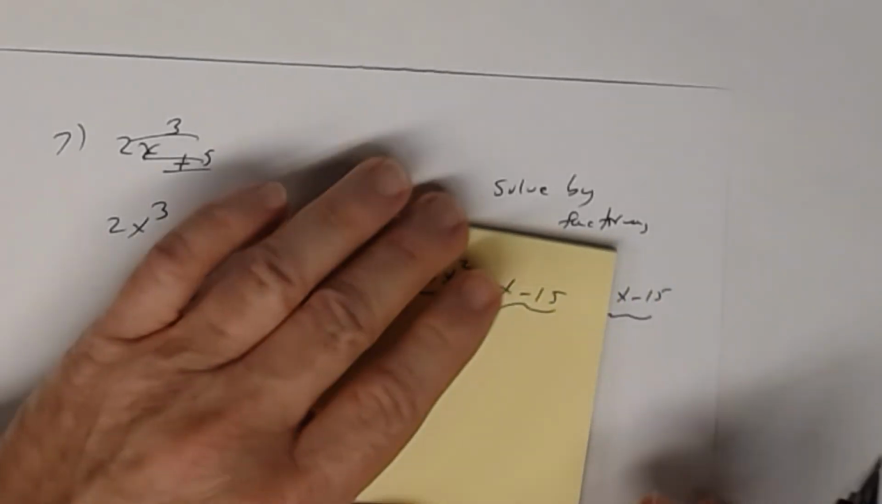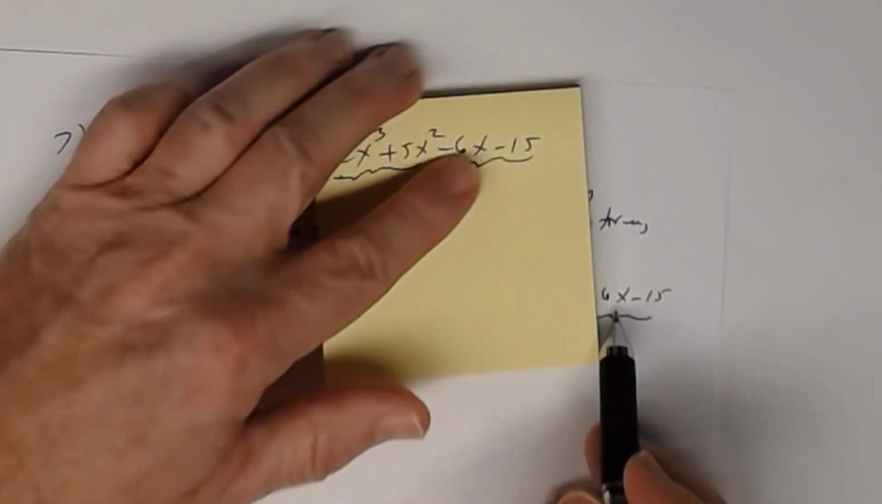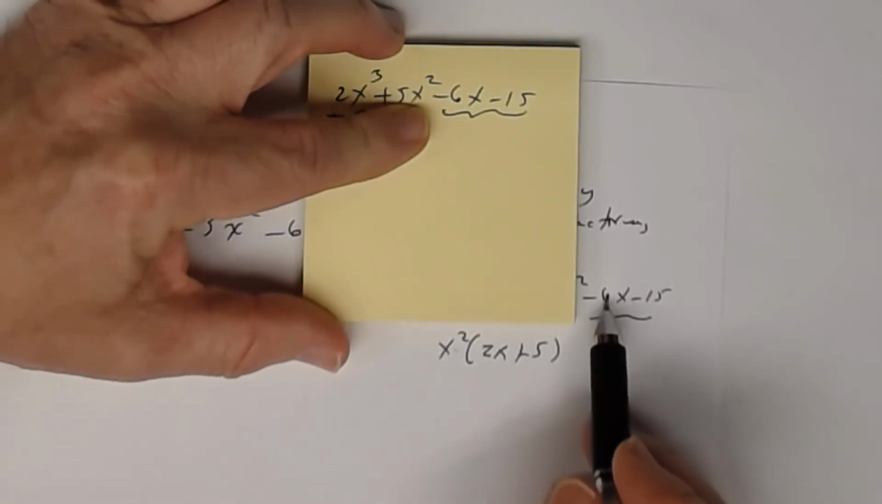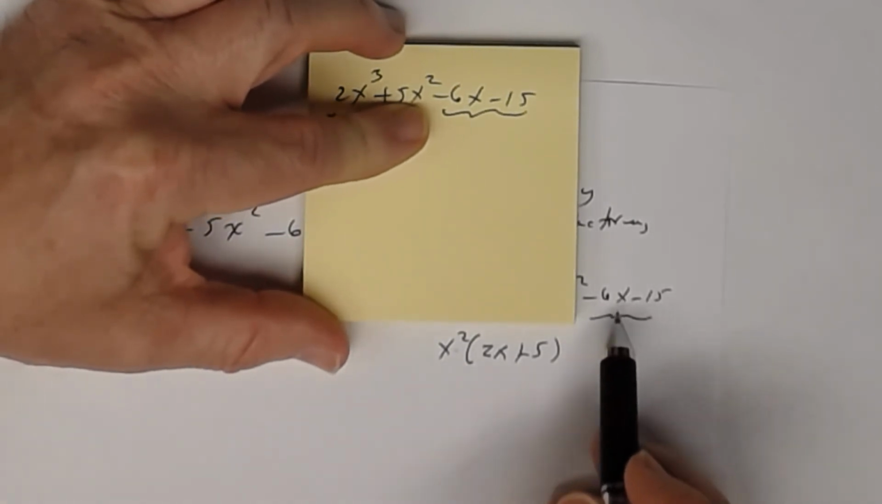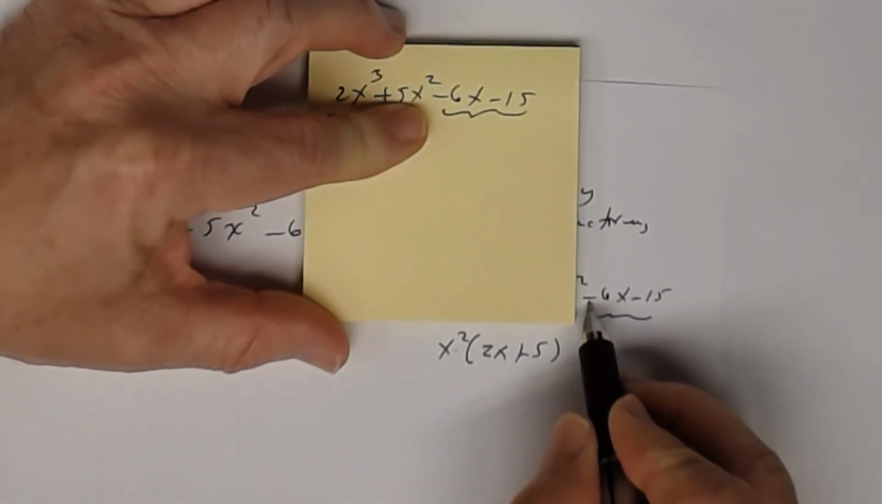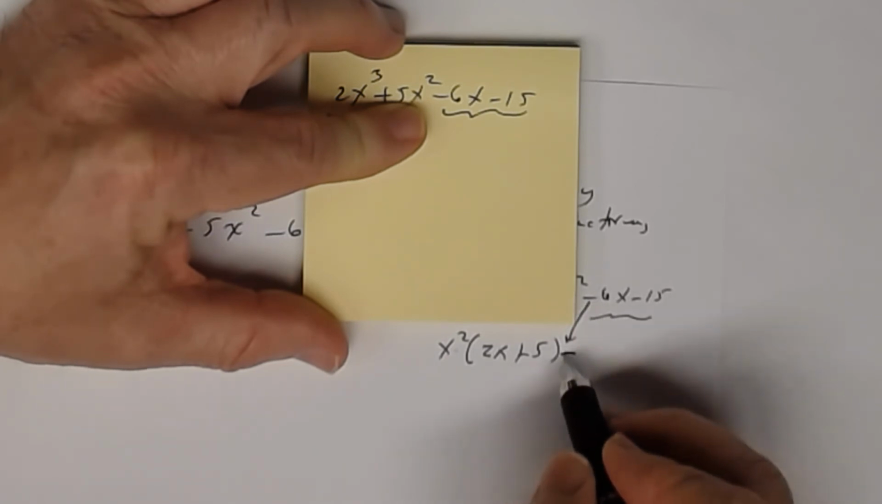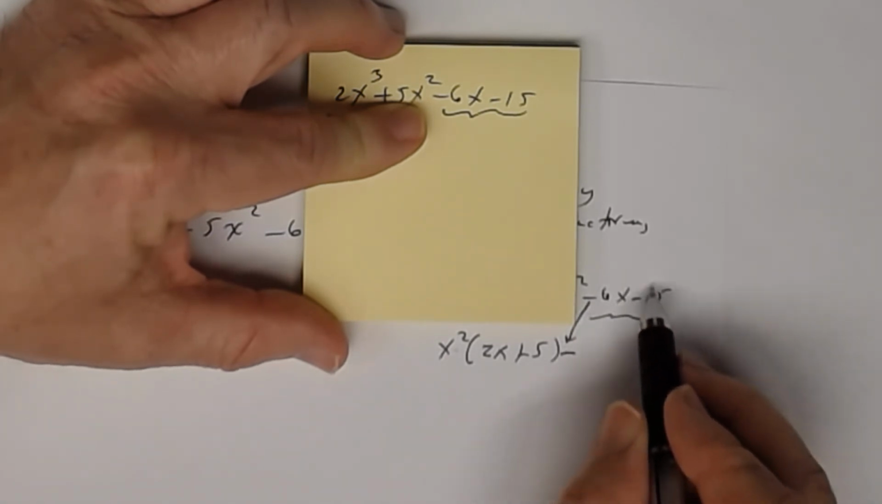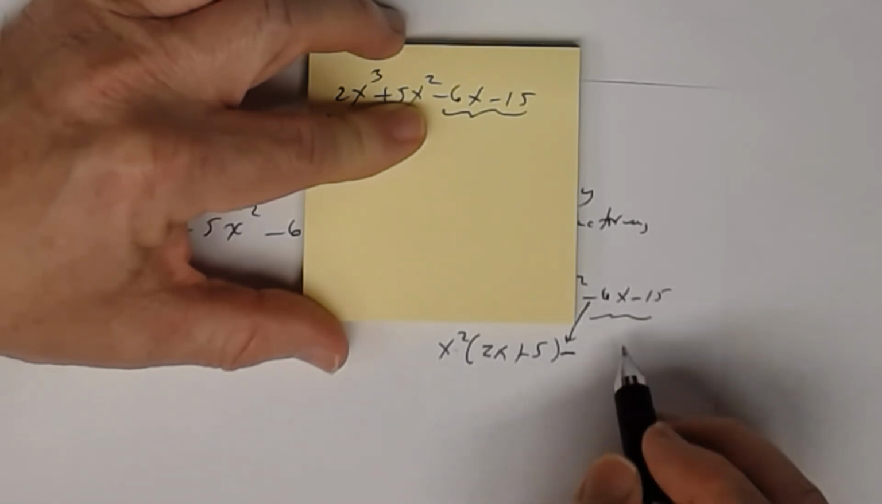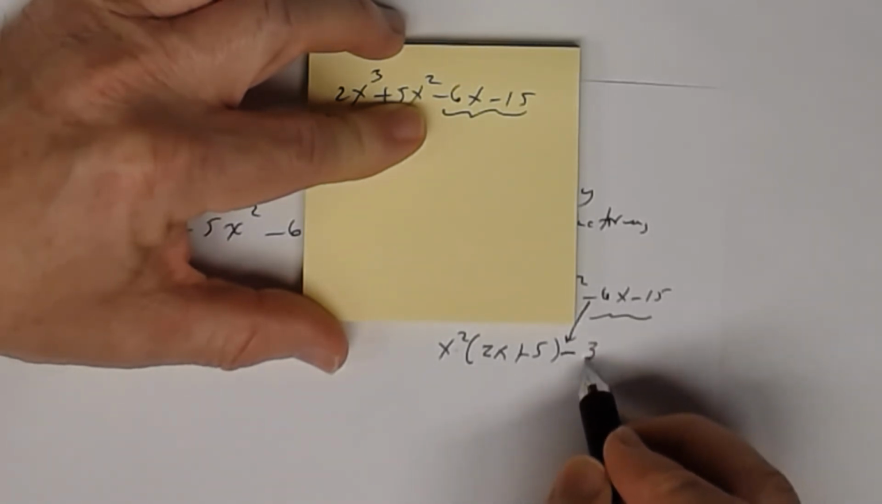In the second group here, minus 6x minus 15, you always want to factor out, see how that sign right here is negative? You always want to factor out that middle sign. So if this was plus, you put plus. If this is subtract, you put subtract. And then the GCF of negative 6x and negative 15 is a negative 3.